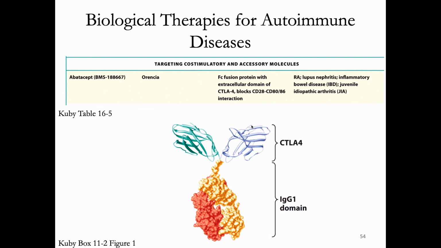Similarly, we can use things like abatacept or Orencia, which is a protein that has the CTLA4 binding region. So it will actually get in the way of T cell activation. It will make it so that the CD28, CD80 interaction can't happen, so T cells can't get turned on. And again, this is used in huge numbers of autoimmune diseases to stop the T cells getting turned on.